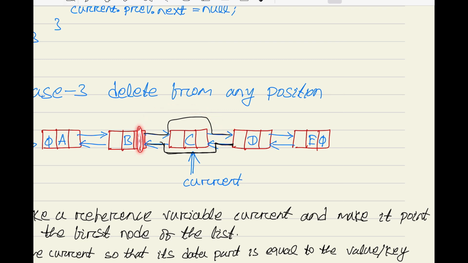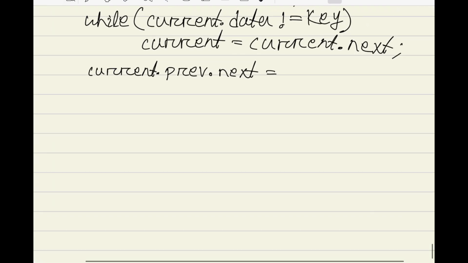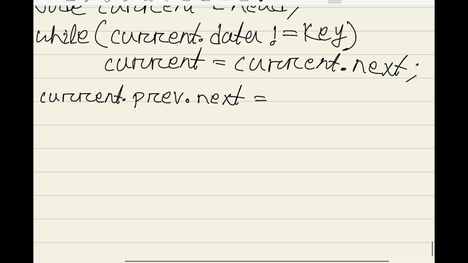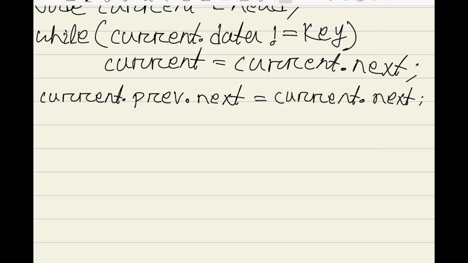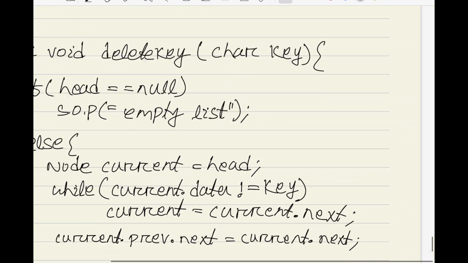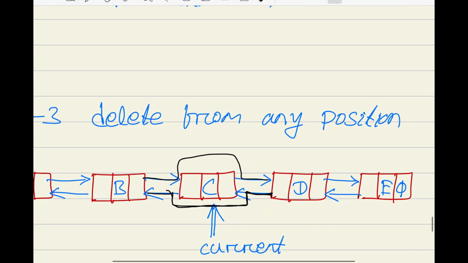We find the next, that means current dot prev dot next means this one. It is going to refer to D. D means current dot next. Current is referring to C, so current dot next means D. For that we can write current dot prev dot next equal to current dot next. Now we will update its previous.